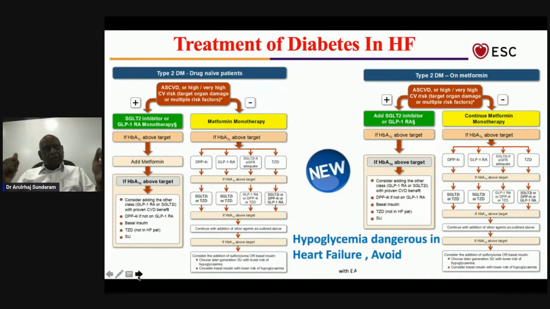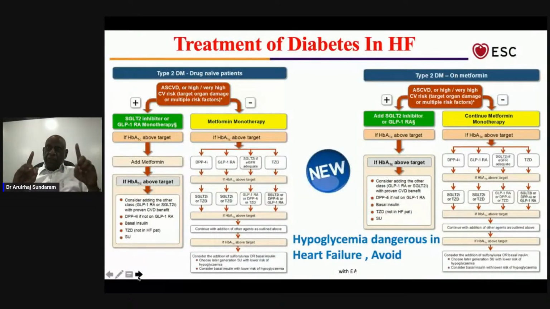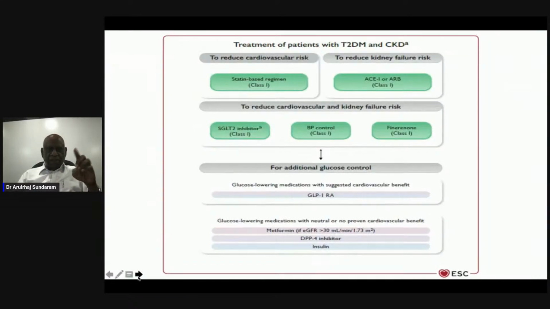And when there is heart failure in diabetes, control of diabetes is also very important. The diabetes may be newly detected. In those cases, SGLT inhibitor as monotherapy. And if it is a known diabetes not under control, you have to go for insulin. I, for one, always recommend insulin, but you must watch for hypoglycemia, which is very dangerous in heart failure.